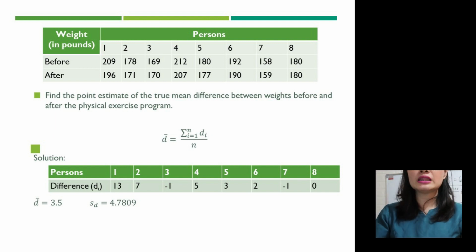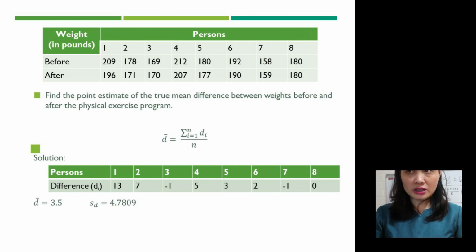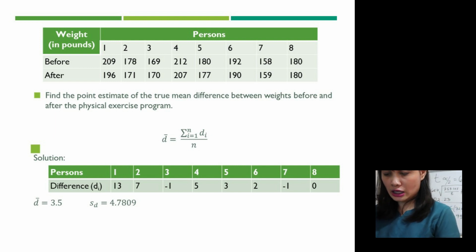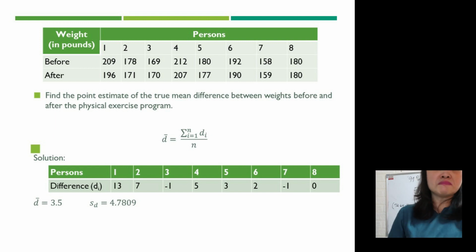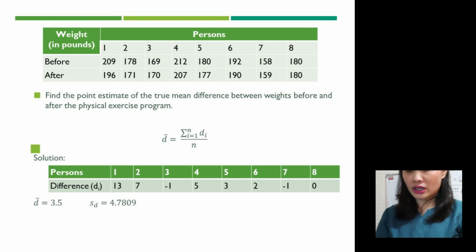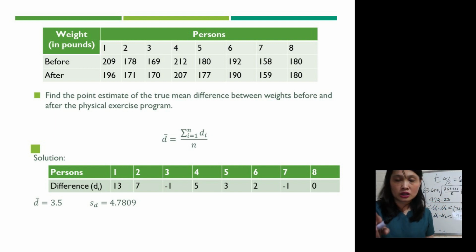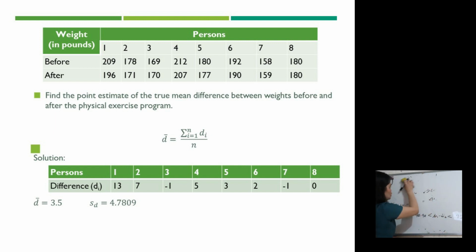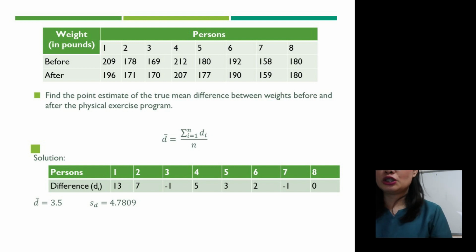To solve for the point estimate of the true mean difference, when you say d bar, you're referring to the mean difference. So how do we solve that? The solution is 3.5. How do you get that? First, you need to get the difference of each, so the mean difference. You need to get the difference.